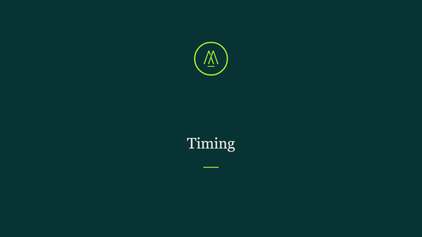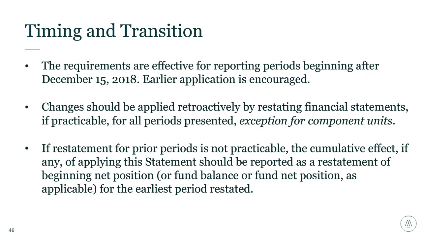So let's talk a bit about the timing and transition. The impact, like I said, they really wanted to get this out pretty quickly. So if you have a September 30th fiscal year end, you would be implementing this standard in your 9/30/2020 fiscal year. If you have a December year end, you would be implementing it this year, 12/31/2019. Now, these changes really should be applied retroactively for all periods presented. If you're not presenting comparative statements, then you're just going to be adjusting your beginning equity position to adopt this standard.